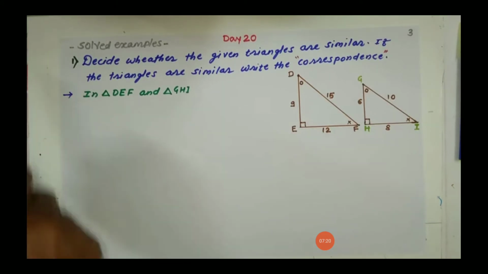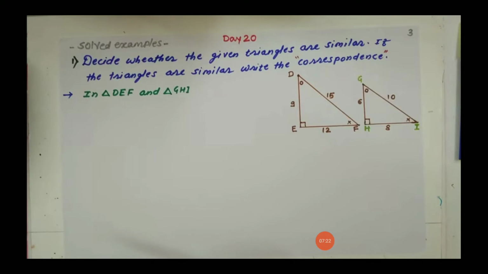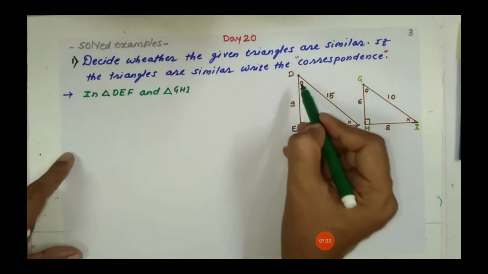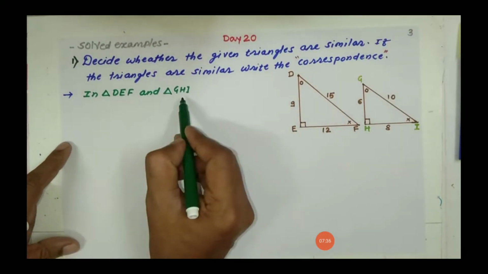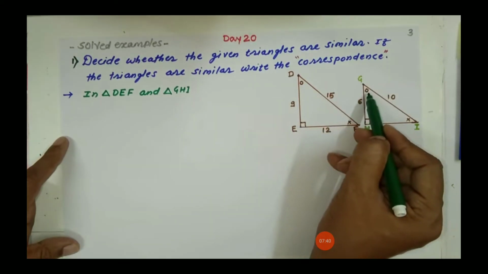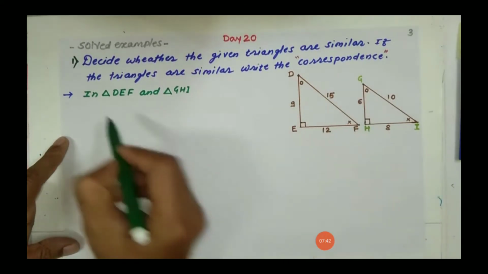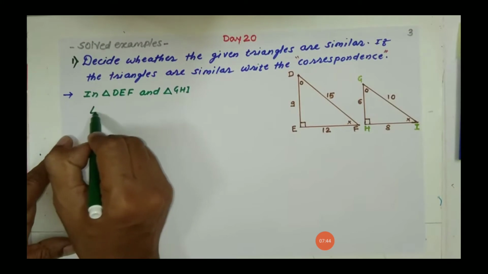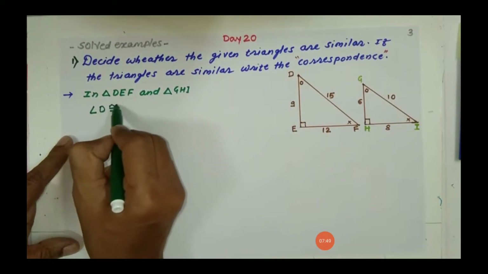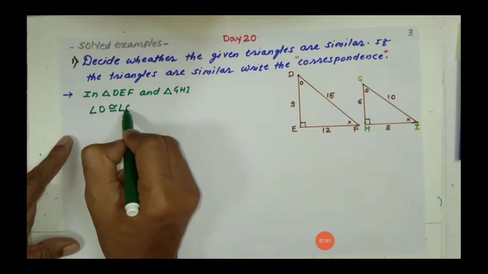Okay, so first of all we'll see triangle DEF and GHI. Which angles are given congruent by identical marks? First of all, in triangle DEF and GHI, you can also search with my help. Angle D is congruent with angle G because these are the identical marks. So I am writing, in triangle DEF and GHI, angle D is congruent to angle G.